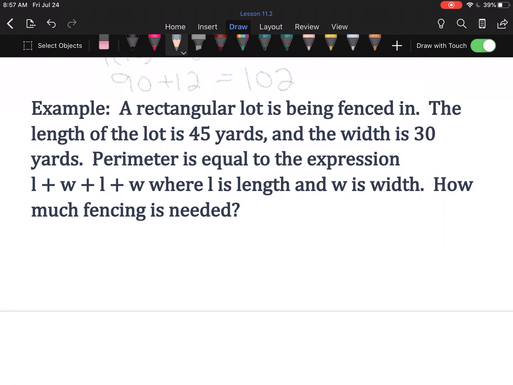This is just substitution. L is length, length is 45. W is width, width is 30. L is length, length is 45. W is width, width is 30. 45 and 30 combine to make 75, so I'm going to have 75 plus 75. That is 150 yards of fencing. And yes, you must include the unit of measurement, yards.